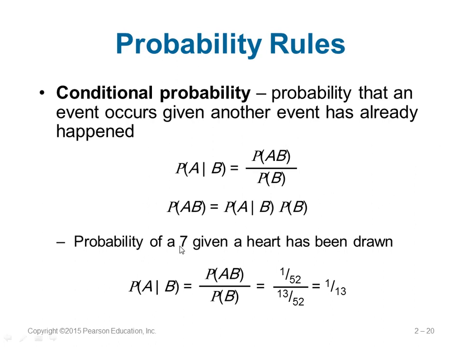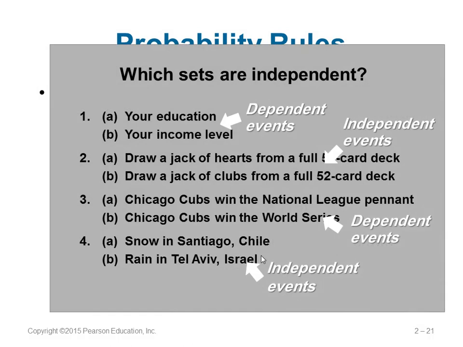For example, given that a heart has happened, you have taken a card, it has a heart symbol, and we want to see whether it is a 7. So A is getting 7, B is heart. B is already done, and A is what we are looking for. Probability of AB by probability of B. So this is 1 by 52 divided by 13 by 52. The probability of getting a 7 when you have already drawn a heart card is 1 by 13.